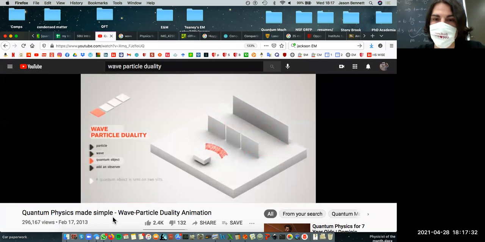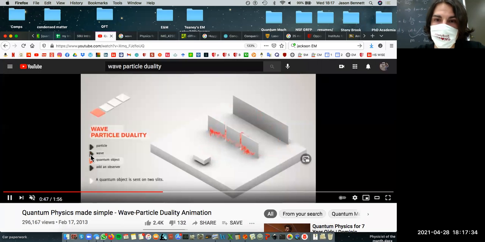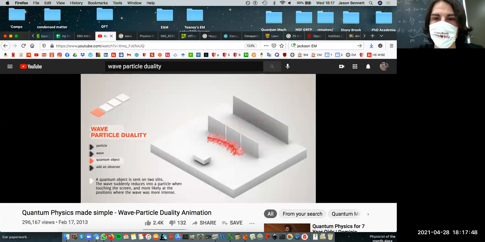However, light, electrons, and everything else behaves as both. And so this is kind of the weirdness of quantum mechanics. We won't get into it at all in this lab. I just wanted to explain to you what the implications of what we're doing today are.